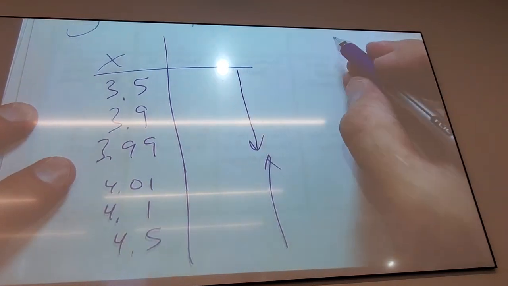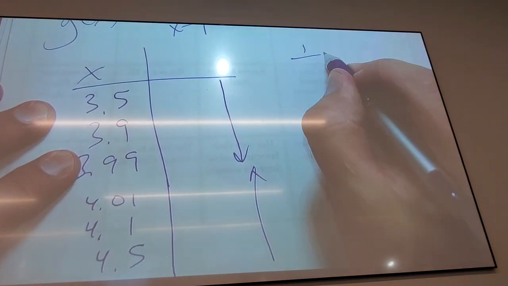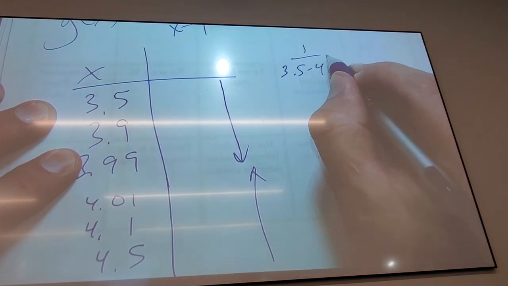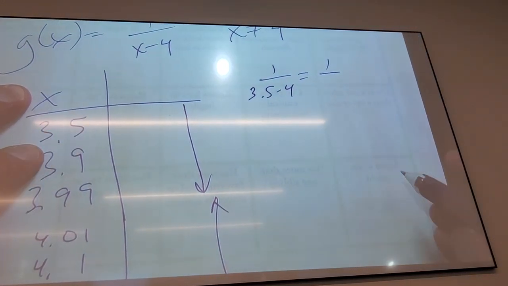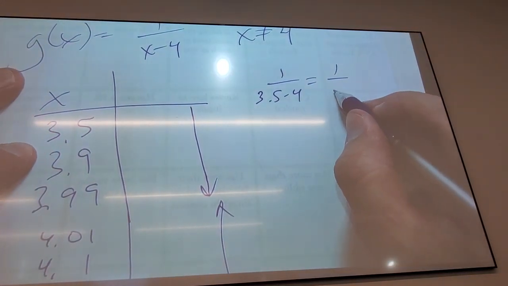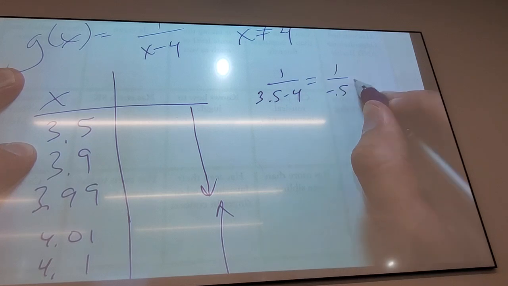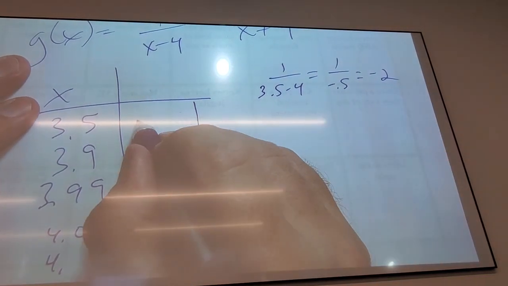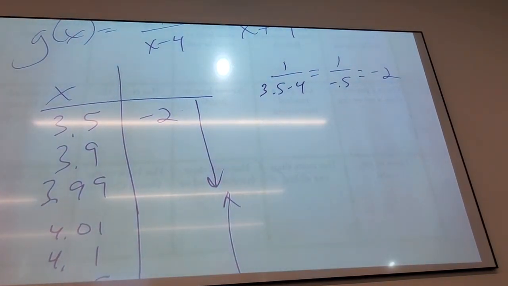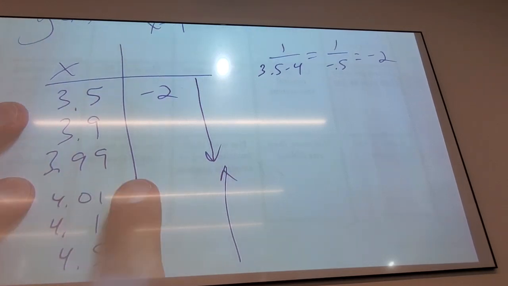So when I plug a 3.5 in, I do not need a calculator for this. What is 3.5 minus 4? Negative 0.5. Negative a half, yes? What's 1 divided by a half? 2. And there's a negative, so this is negative 2. We're humans. We're better than that. We don't need a calculator.